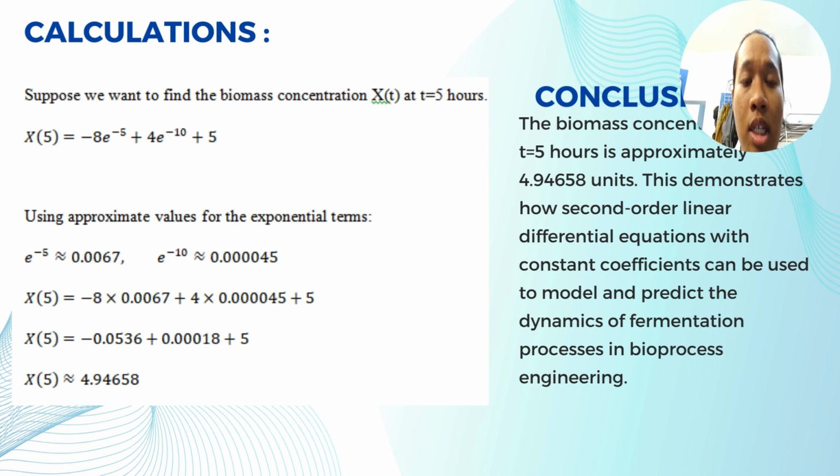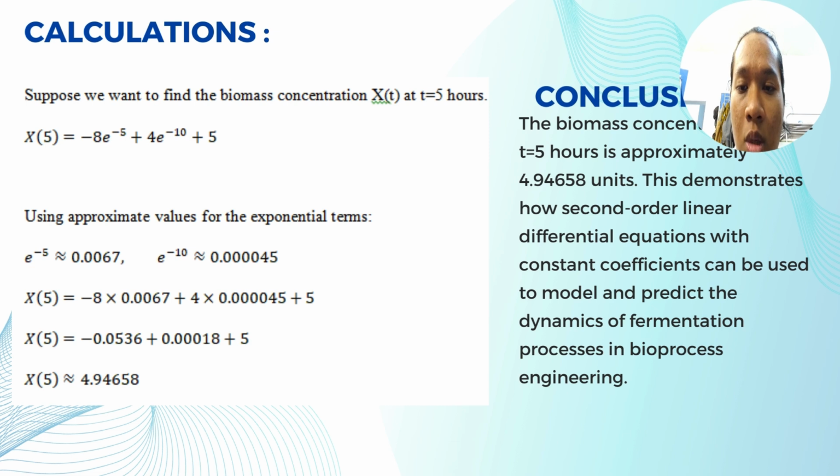Suppose we want to find the biomass concentration at t equal to 5 hours. So we just need to insert the t equal to 5 value into the equation x(t) equal to negative 8 e^(-t) plus 4 e^(-2t) plus 5. After we insert t equal to 5 into the equation, we will get negative 8 e^(-5) plus 4 e^(-10) plus 5.